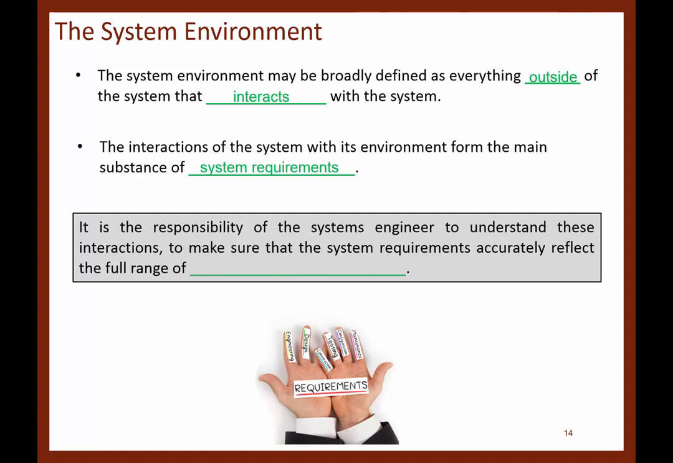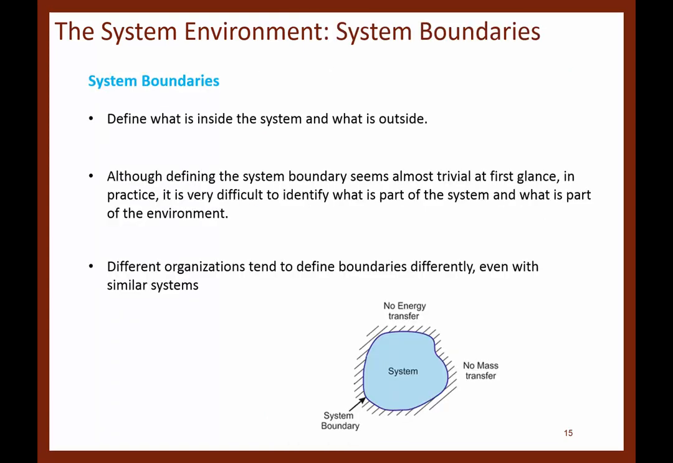And it is the responsibility of the system engineer to understand these interactions to make sure that the system requirements accurately reflect the full range of operating conditions. So we want to make sure that when we design our system, we are taking into consideration every possible scenario for which the system is going to be put into operation. And that's the responsibility of us as systems engineers. Okay, so everything that is outside the system is what would be considered the system environment.